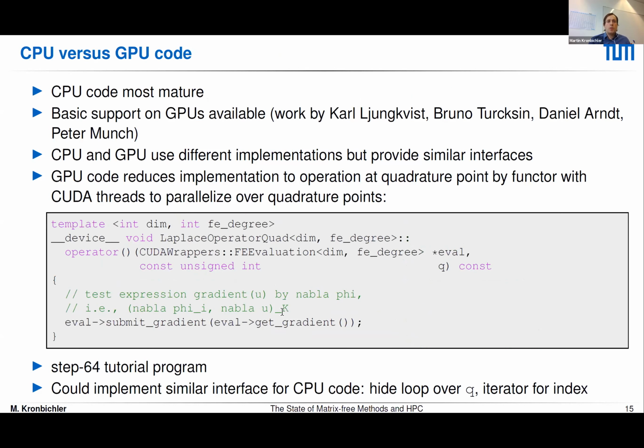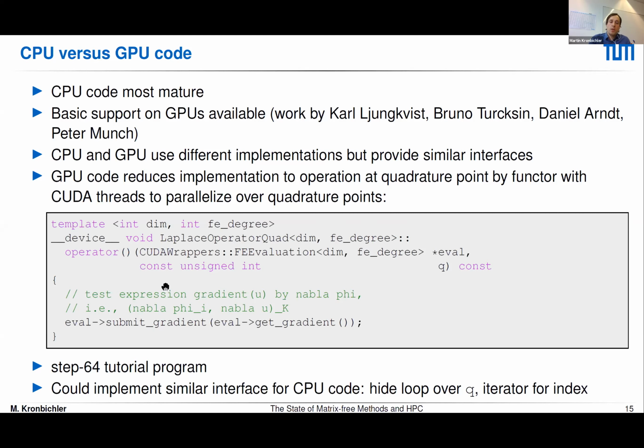Now, we also have some GPU support for matrix-free. It has been done by several people in deal.II. The thing that we try to do is for GPU and CPUs to have similar interfaces, but of course they need to have very different implementations. So we try to make it similar. We don't have all functionality on the GPU yet. We want to expand this in the future. But essentially what you see is when you look at the GPU code, you don't see the part which I put away.